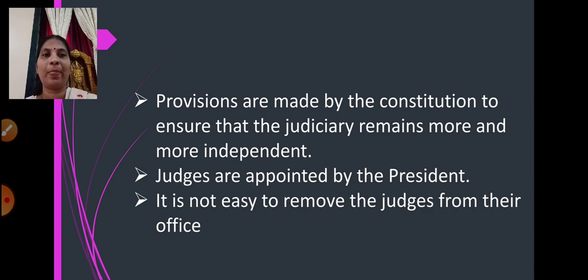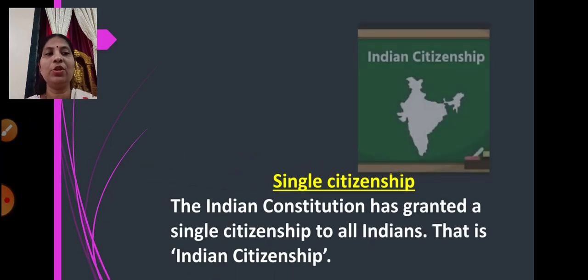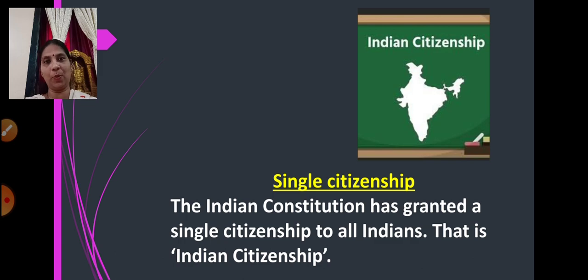Fine. Next, what we are going to learn is single citizenship. The Indian Constitution has granted a single citizenship to all Indians, and it is called the Indian citizenship. We are brought up in India, we are residing in India, so we are given the citizenship of India. You are a citizen of the country India.